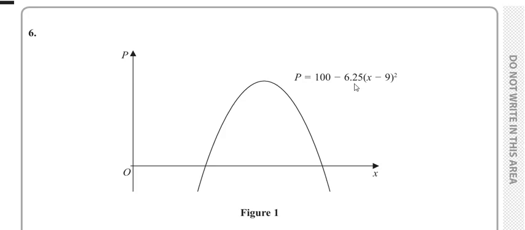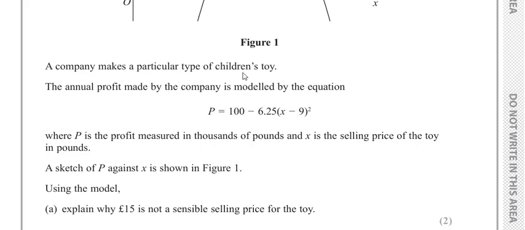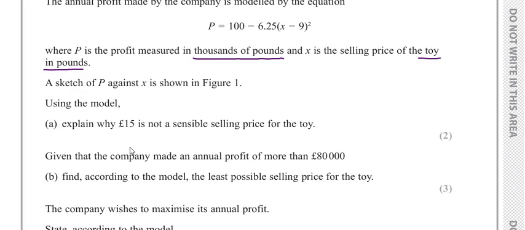Question 6. P is equal to 100 minus 6.25 bracket x minus 9 whole square is this curve. All right. A company makes a particular type of children's toy. The annual profit made by the company is modeled by this equation, where P is the profit measured in thousands of pounds. Please underline this because it will be quite useful for us to convert the answer into the profit value. And x is the selling price of the toy in pounds. A sketch of P against x is shown in the figure. Using the model, explain why £15 is not a sensible selling price for the toy.